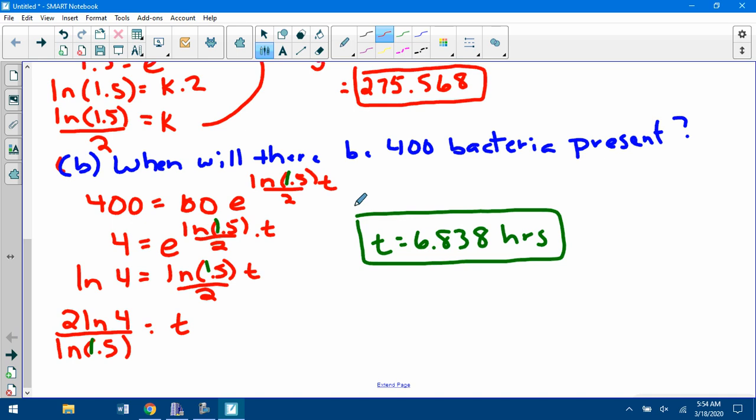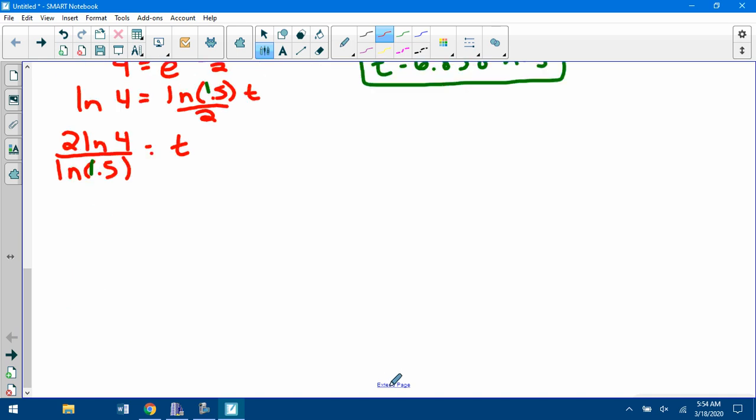Good? Okay, last part. At what rate is the population increasing at 2 hours?